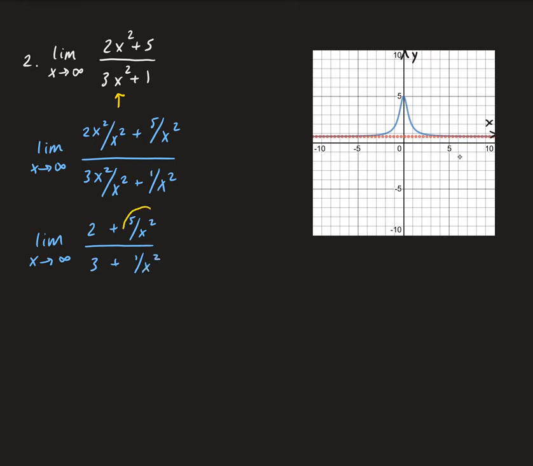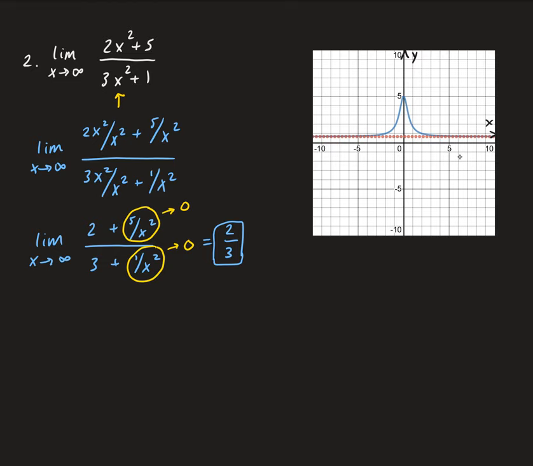In this case, as x approaches infinity, 5 over x squared is going to go to 0, and 1 over x squared is also going to go to 0. Therefore, we're left with 2/3.